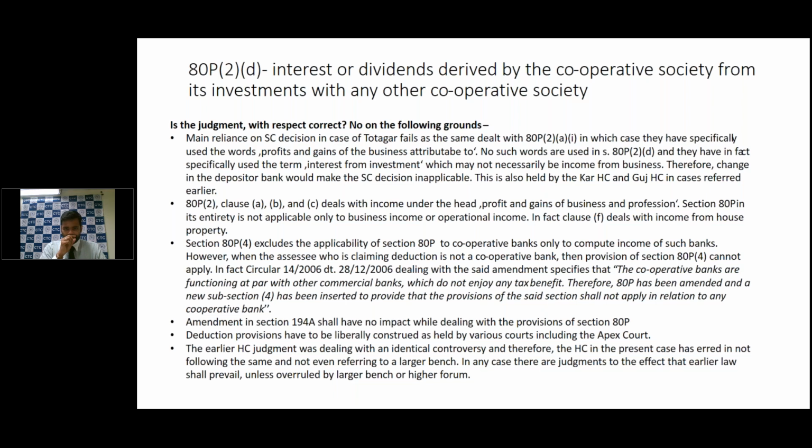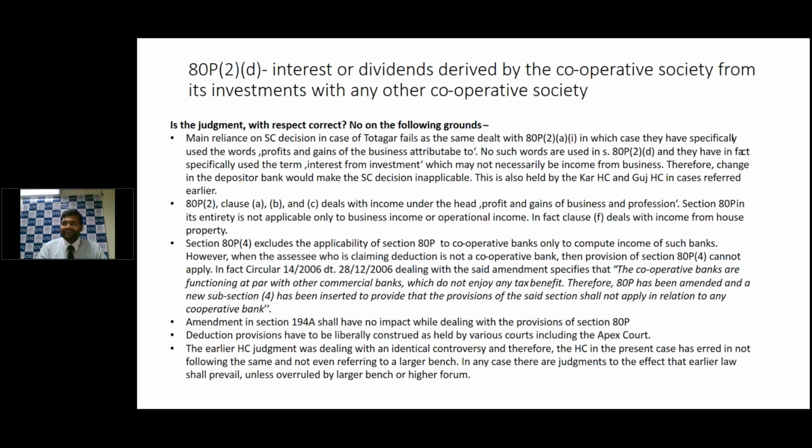This clearly says that they are comparing it with commercial banks, and therefore, when an assessee is a cooperative bank, deduction should not be given to the cooperative bank, and this cannot be extended to a person who derives income from a cooperative bank. They have relied upon the amendment in section 194A. With respect, it shall have no impact while computing deduction under section 80P.